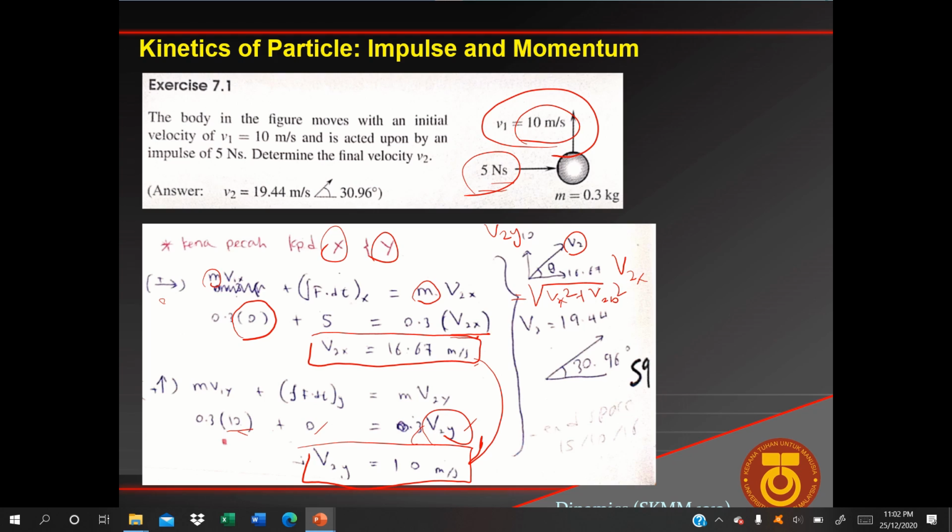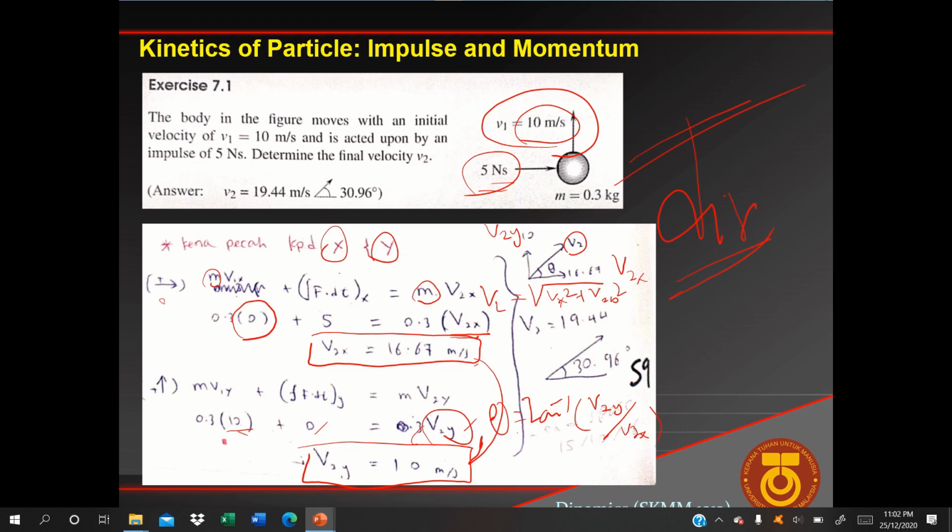Okay, and then you get the answer here, and theta is tan inverse of v2y divided by v2x. So you get theta equal to this, and this is v2. You combine the two, and you will have v2 and also the direction. Again, use the equation mv1 plus F dt equal to mv2, but you have to consider the direction, because it is a vector quantity.